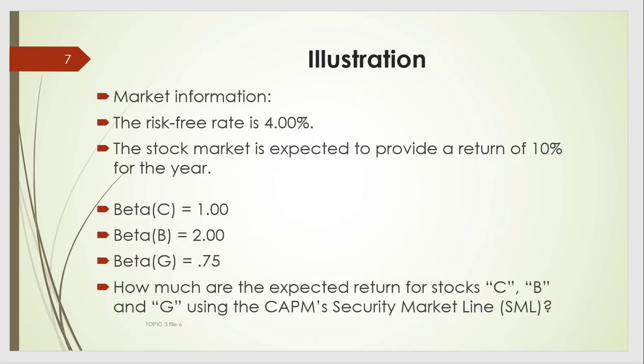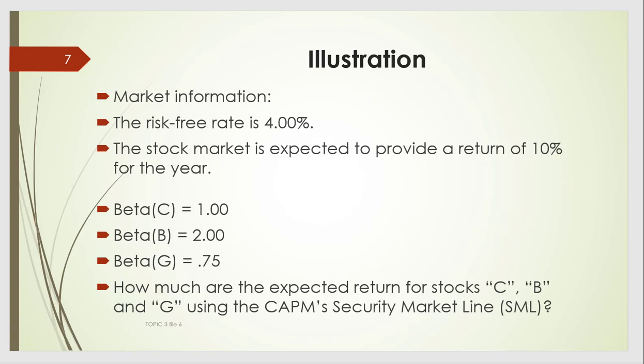Now what we're doing is going through an example. So let's assume the risk-free rate for this example is 4%. And let's say the stock market is expected to provide a return of 10% during the year. This is based on returns it has been giving, so we're forecasting this. We have 3 stocks. Company C has a beta of 1. Company B has a beta of 2. Company G has a beta of 0.75.